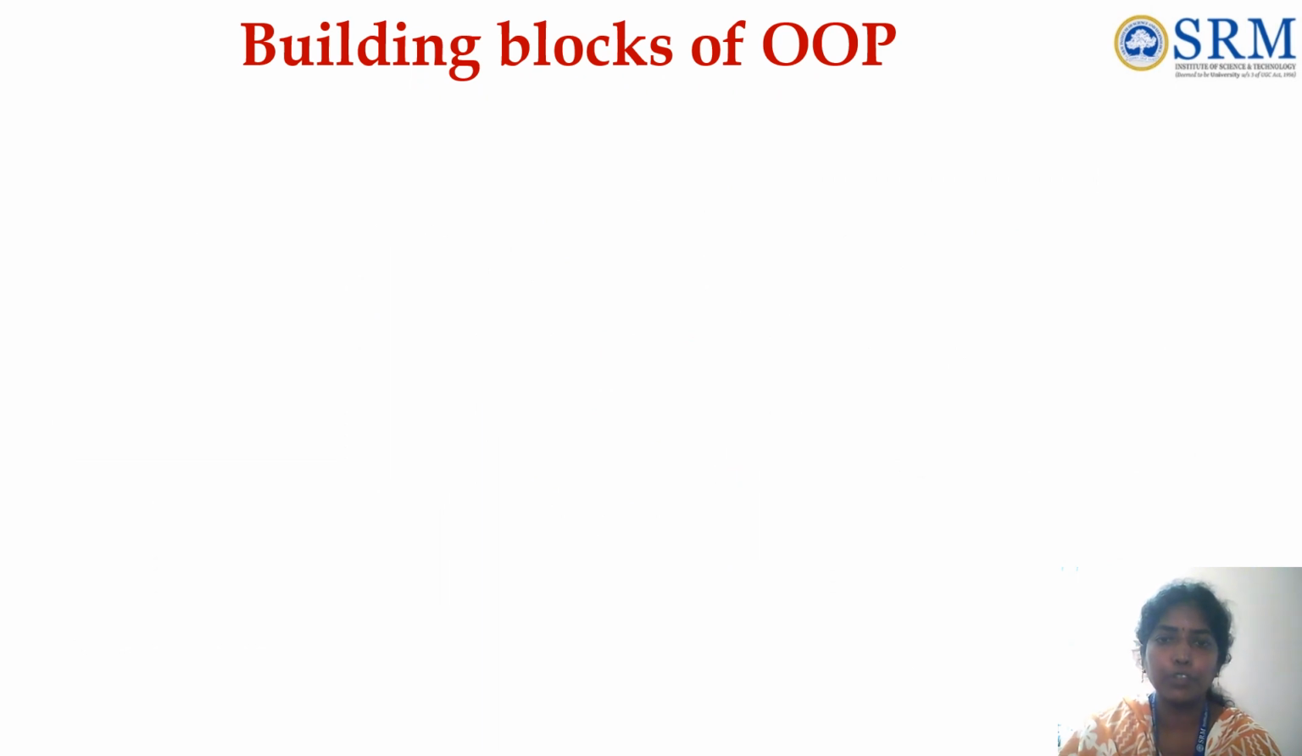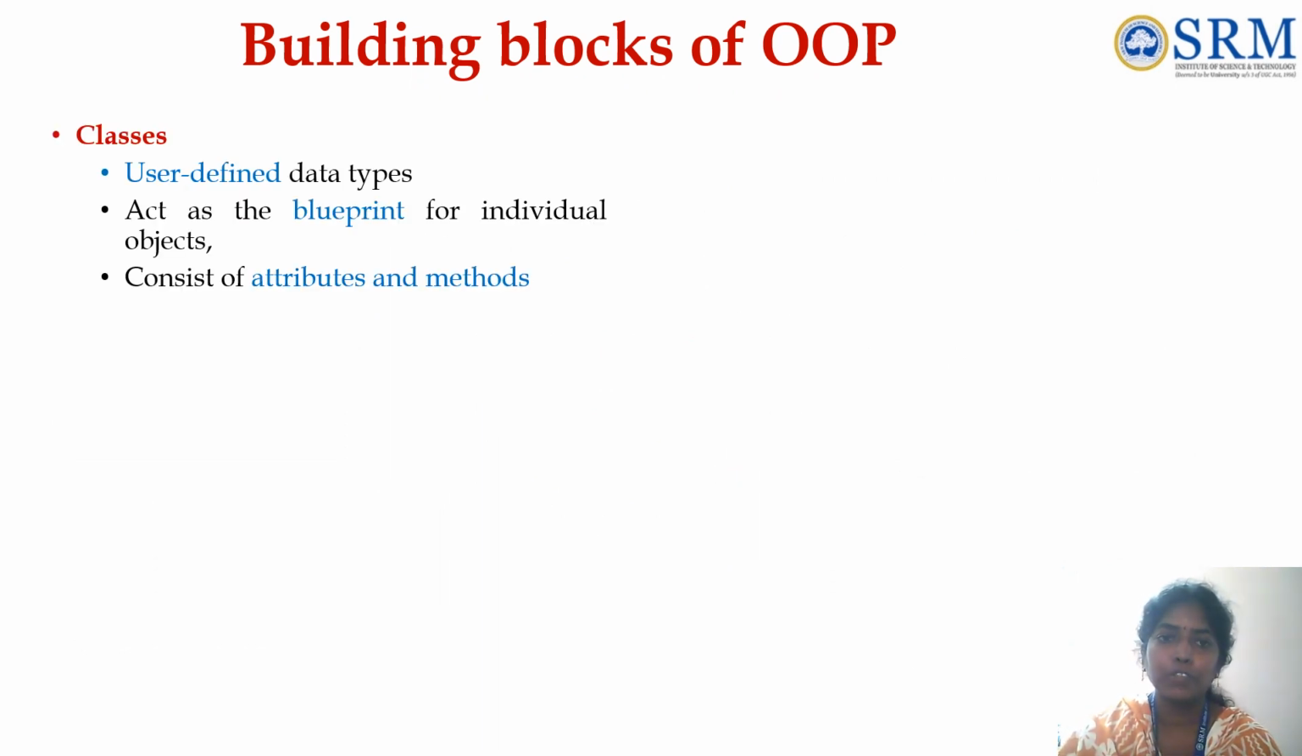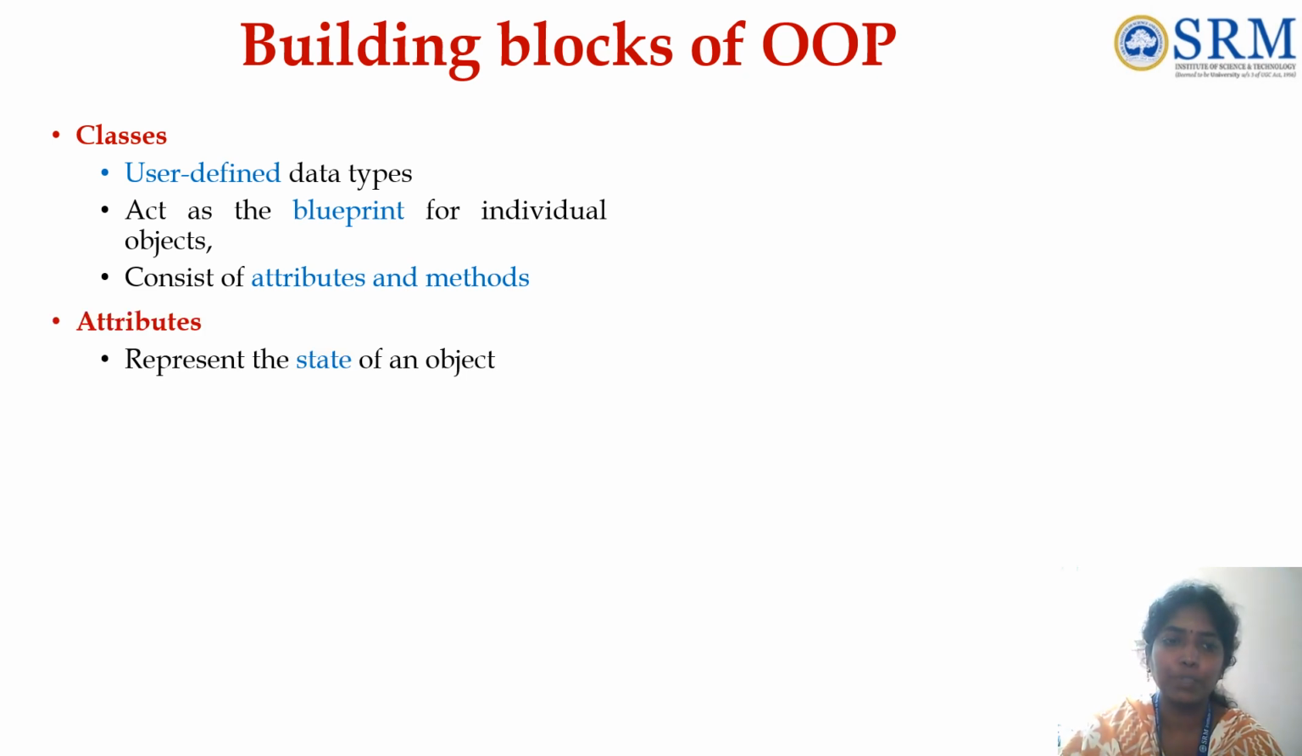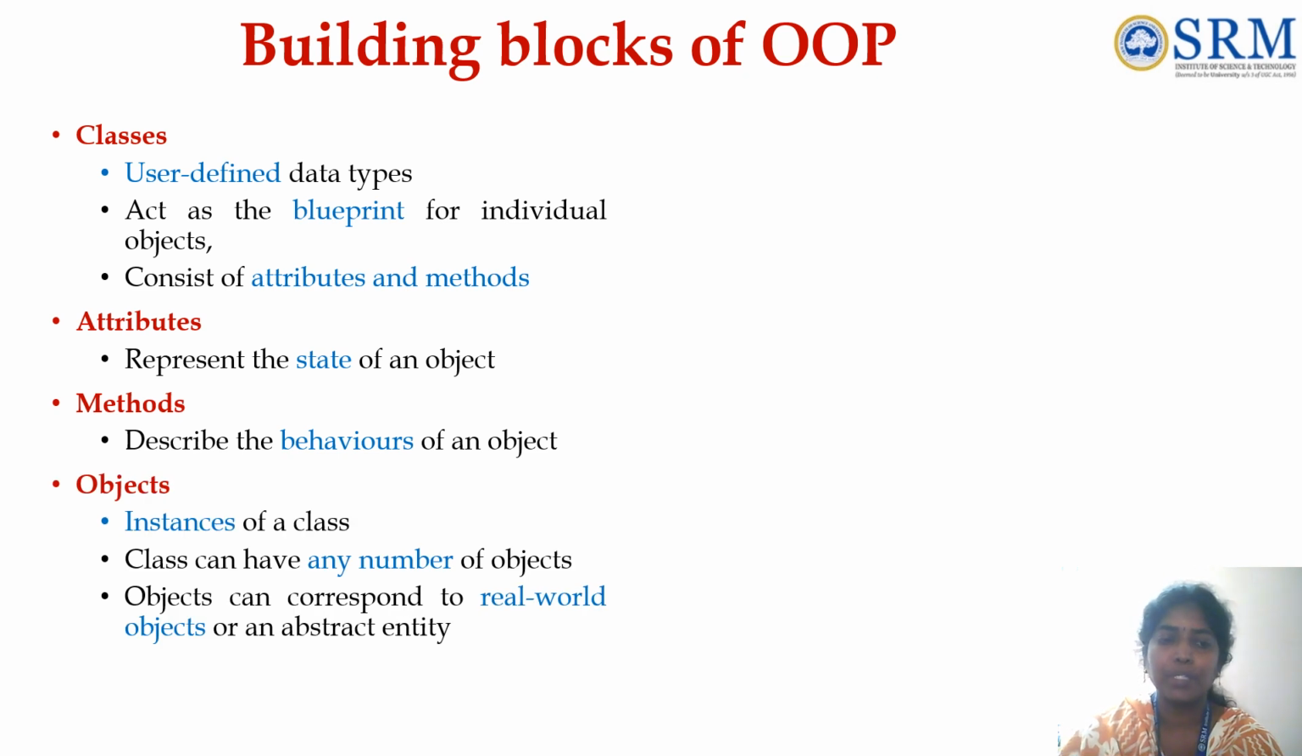Building blocks of object-oriented programming. The first building block of object-oriented programming is classes. A class is a user-defined data type. Class acts as a blueprint for individual objects. Class consists of attributes and methods. Next comes attributes. Attributes always represent the state of an object. Methods describe the behavior of an object. Next, objects. An object is an instance of a class. A class can have any number of objects. Objects can correspond to real world objects or an abstract entity.